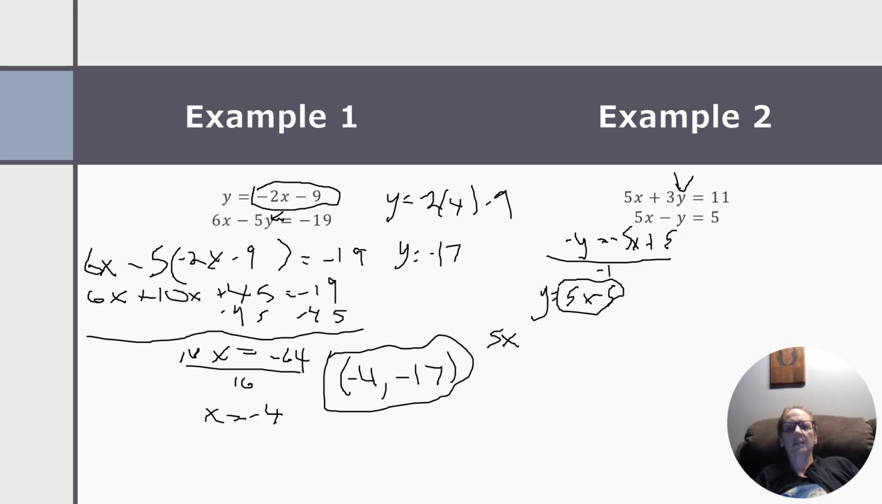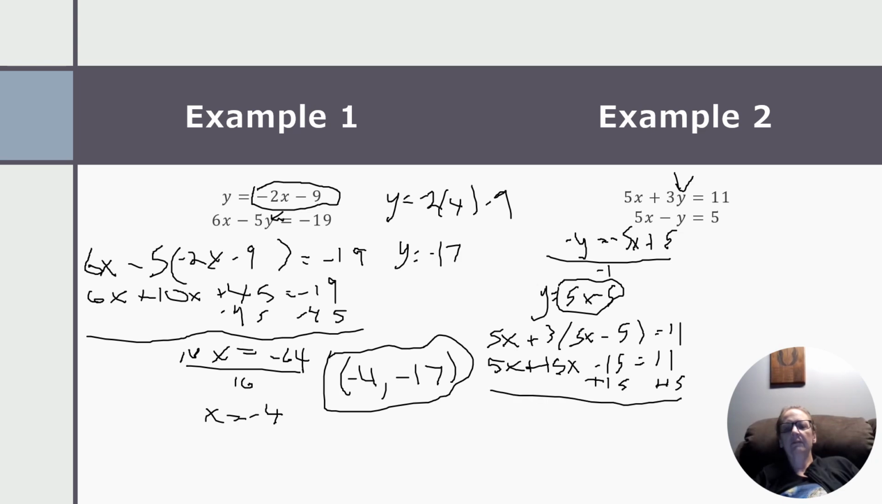So I have 5x plus 3 parentheses equals 11. I put that 5x minus 5 in the parentheses, and then I solve it. So I have 5x plus 15x. 3 times -5 is also 15, but negative, and 11 over here. Again, I'm going to move the 15 and combine like terms at the same time.